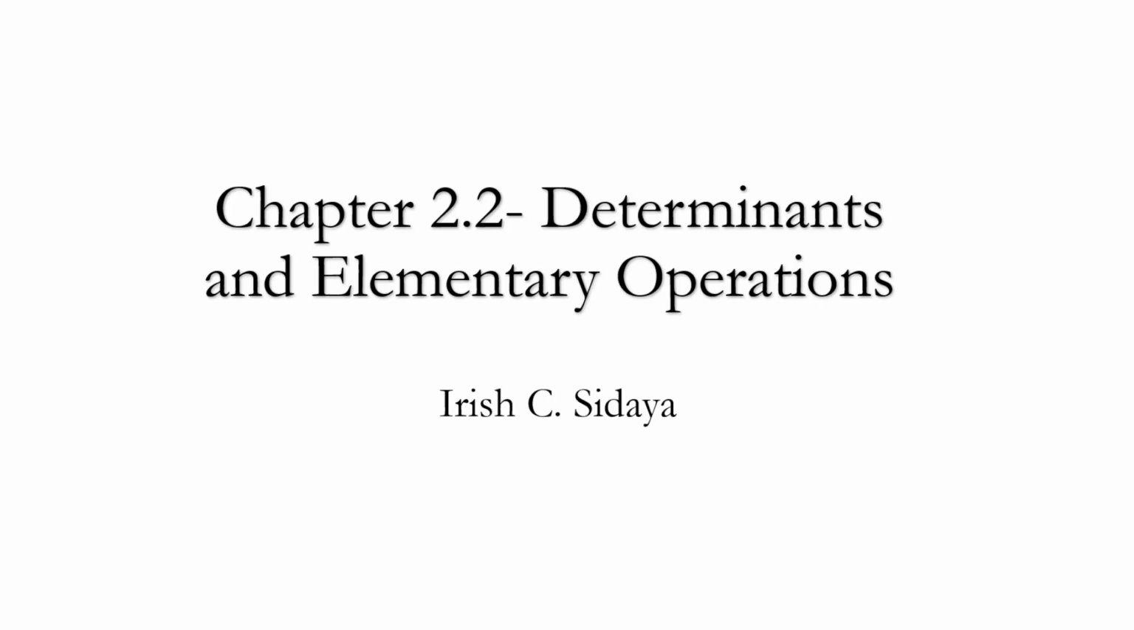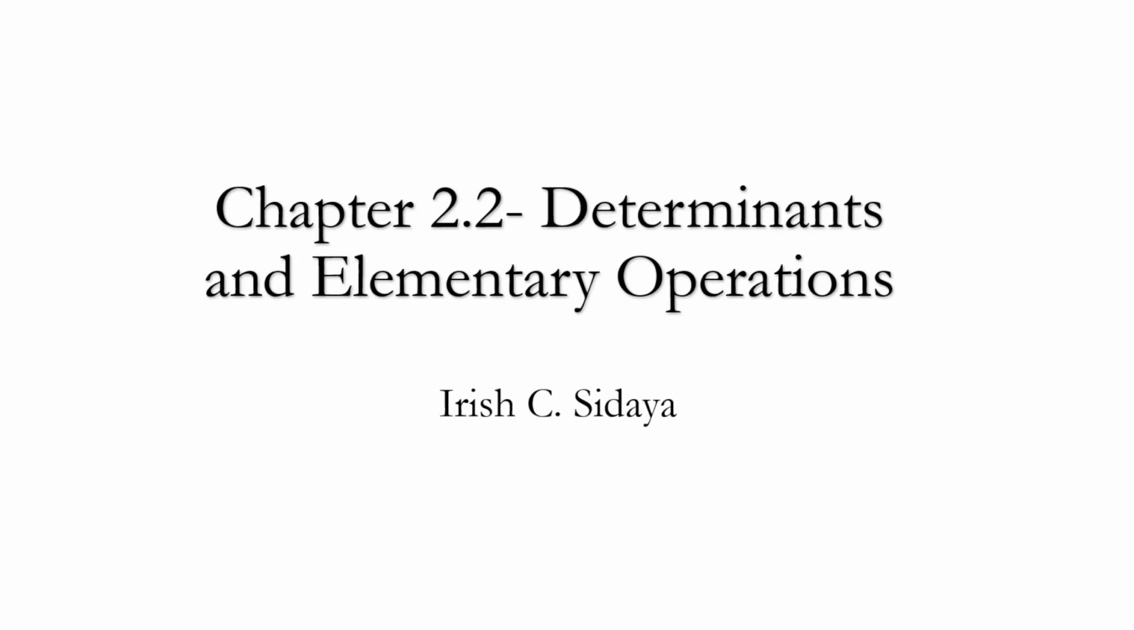We have now the determinants and elementary operations. Recall that in our previous discussion, we introduced the cofactor expansion to find the determinant of a matrix. However, using such a method in a matrix of order 4 or higher would be a bit messy. So this time, we will discuss a different approach in finding the determinant which uses elementary operations.